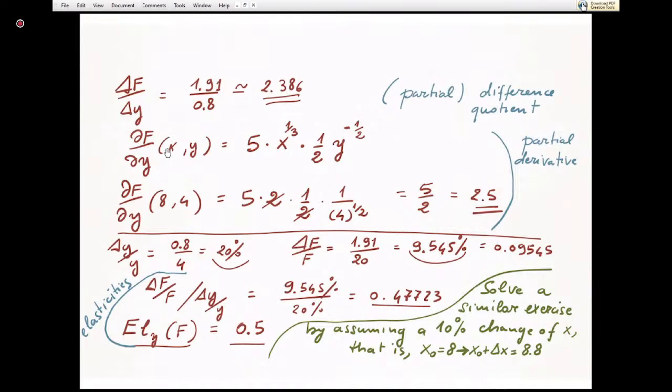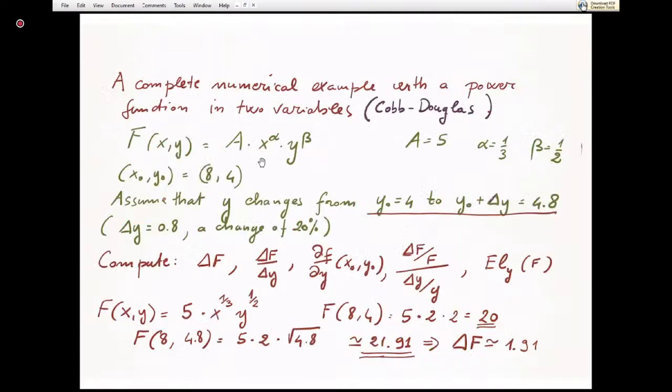What is the derivative? The partial derivative is supposed to measure the same quantity, the same idea, when we suppose a very small change of the second input factor. As a consequence, we will have a very small change of the output, but the ratio should stabilize to some level, which is the level of the partial derivative, as a limit. When we measure the partial derivative, we have to measure it at the initial point, the point (8, 4).